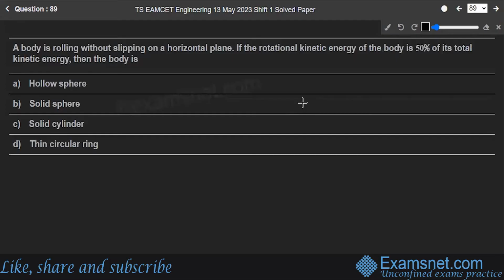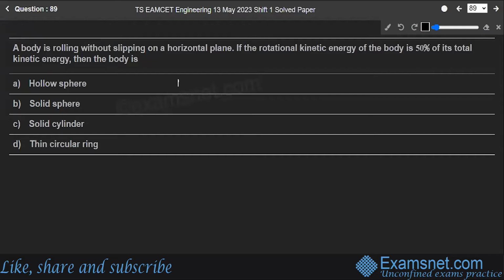Next is question number 89. A body is rolling without slipping on a horizontal plane. If the rotational kinetic energy of the body is 50% of its total kinetic energy, then the body is a hollow sphere, solid cylinder, or circular ring.